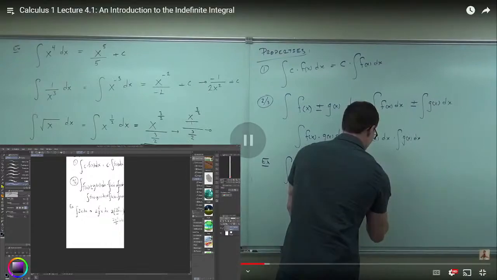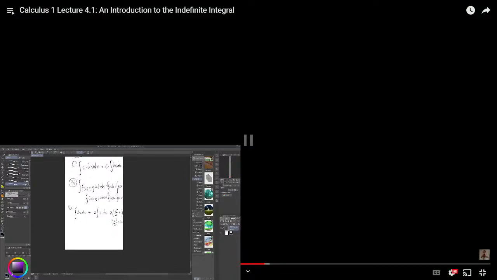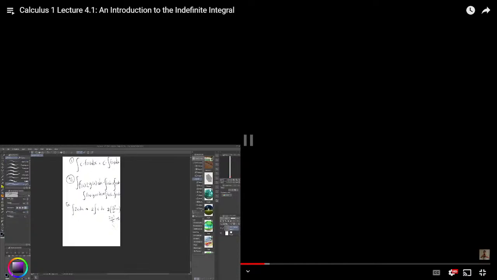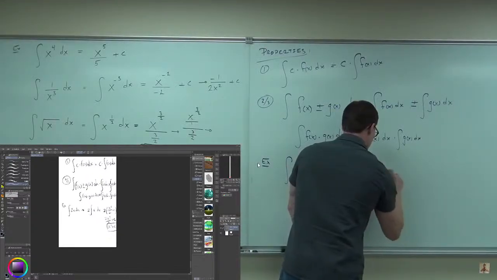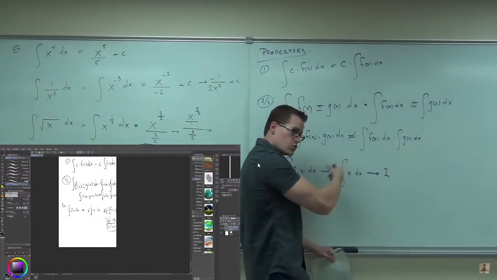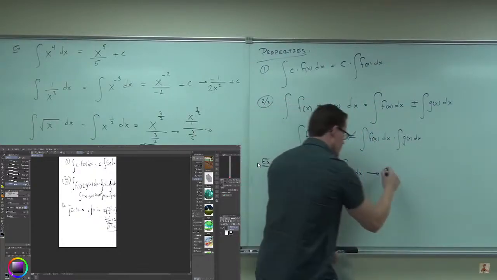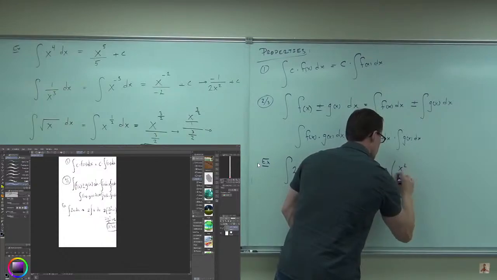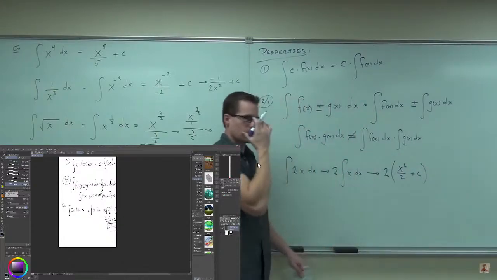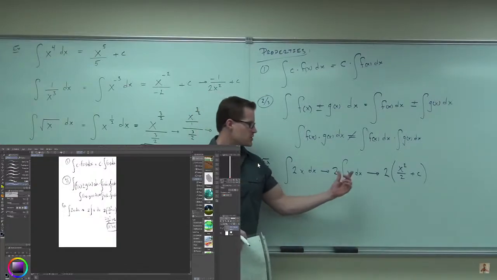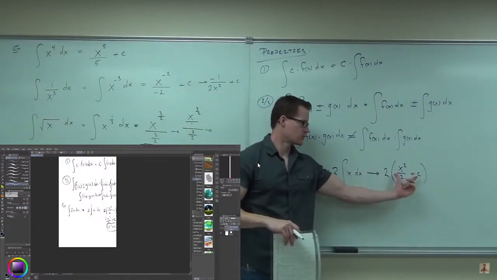And I then did this. With the 2c, you'd just leave the c alone. X squared plus c. 2 times x squared over 2 plus c. Does that make sense to you? You have the 2, you have the x squared over 2 plus c.